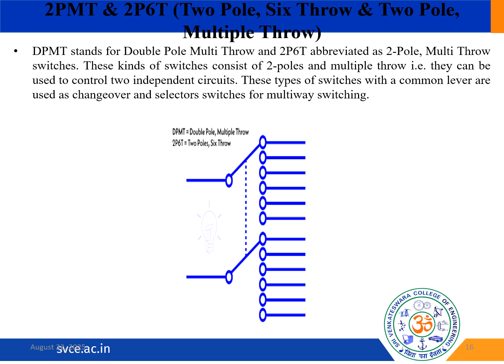If you see the diagram, we can understand it has a double pole multi-throw, and 2P6T represents two poles, six throw. If you count, you will be able to understand that concept. These kinds of switches consist of two poles and multiple throws, that is, they can be used to control two independent circuits. By this figure you will identify what an independent circuit is. These types of switches with a common lever are used as changeover and selector switches for multi-way switching.